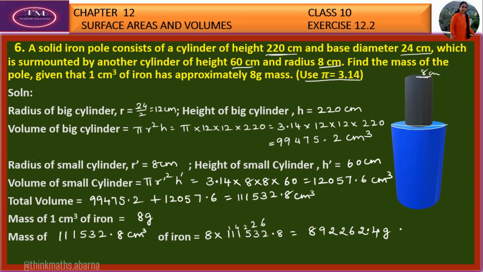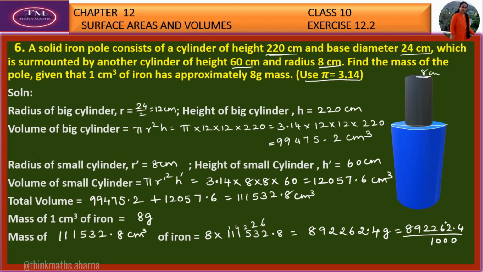So this is in grams. So the grams is higher, so we can convert it to kilogram. So converting it to kilogram, we have to divide by 1000. So 892262.4 divided by 1000. So we have to move the decimal another 3 places.